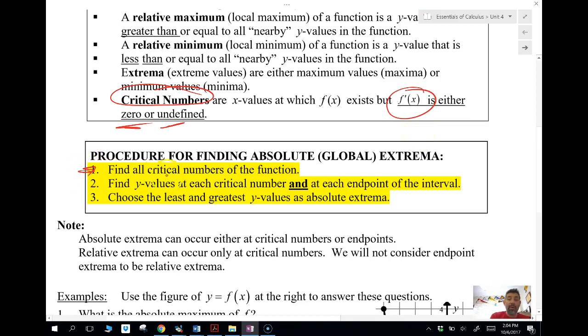So our procedure for finding absolute or global extrema: we're going to find all critical numbers, again using this idea to find critical numbers. We're going to find the y values at each critical number and at each endpoint of the interval. Then we're going to choose the least and the greatest y value to tell if that's an absolute extrema. If it's not absolute, then it's a relative extrema.